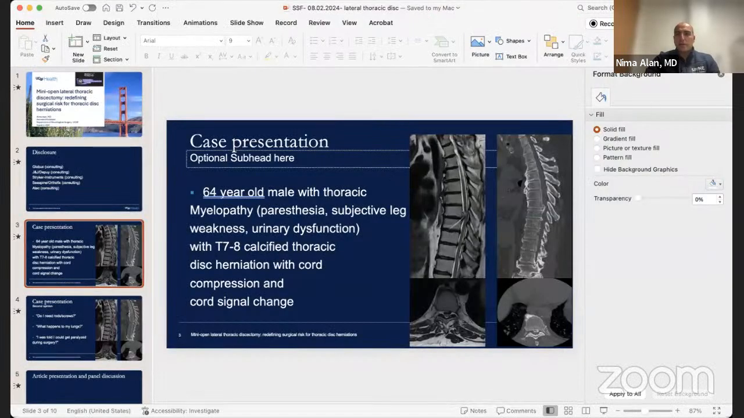My name is Nima Alan from UCSF Department of Neurosurgery, and we are presenting a journal club today on redefining the surgical risk for thoracic disc herniation via the mini open lateral thoracic discectomy approach. You saw the outline in the earlier slide. I'll begin by introducing the topic by presenting a case, and based on that, we will start our conversation, starting with Dr. Nathan Hahn, who is one of our fellows from University of Maryland, followed by Dr. Prablek, who is from Baylor, our other fellow who started this year.